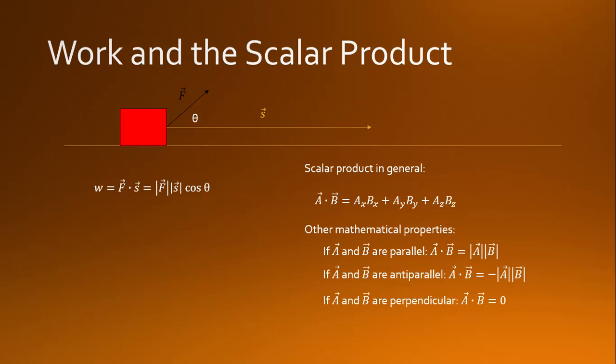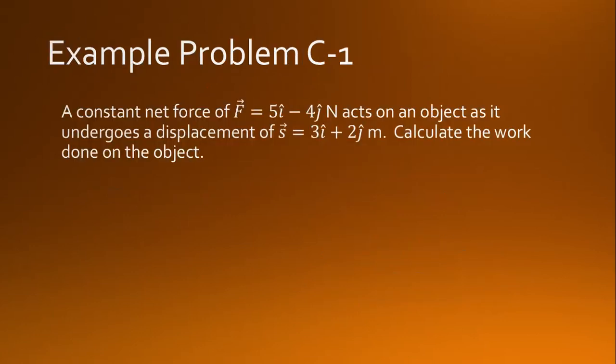Now, if they're anti-parallel, meaning they point in exactly opposite directions, the angle between them is 180 degrees. We introduce a negative sign, because the cosine of 180 is -1. The third one that's important to remember is if a and b happen to be perpendicular to one another. If perpendicular, the angle between the two vectors is 90 degrees, and the dot product is 0 regardless of how big those vectors are. So let's do a quick example problem calculating the dot product dealing with work.